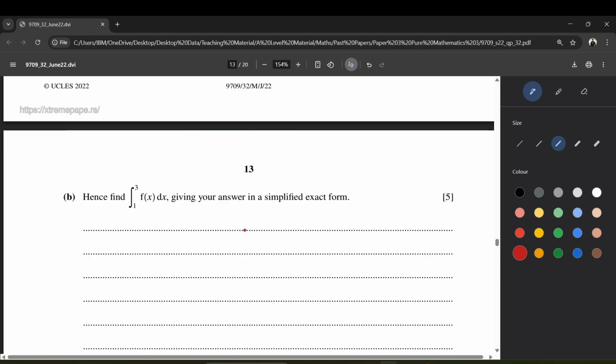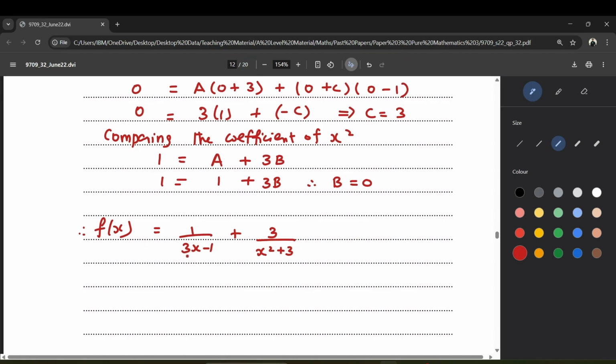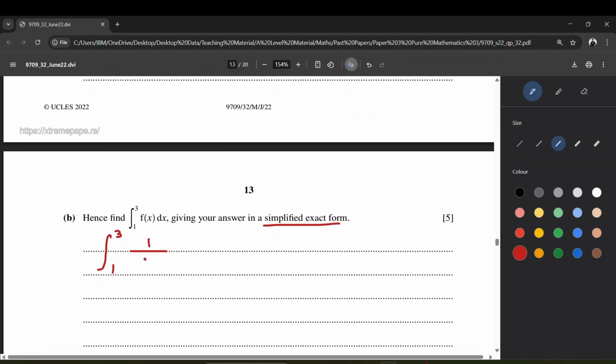Then it says, hence find the integral of f of x with respect to x between the limits 3 and 1, giving your answer in a simplified exact form. Okay, so let us first write down what we found. So our f of x was 1 upon 3x minus 1 plus 3 upon x squared plus 3. Okay.